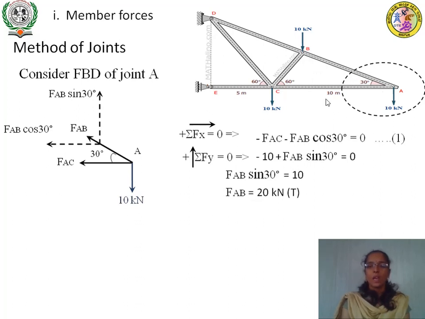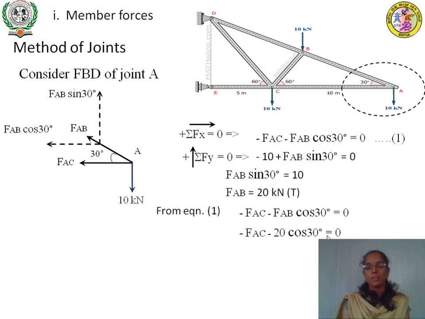So using this value of FAB, we will substitute back into equation 1. So from equation 1 we have minus FAC minus FAB cos 30, that is equal to 0. So minus FAC minus 20 cos 30 equals 0. Therefore FAC will be equal to minus 17.32 kilonewton. Okay. So after applying these forces, we have found force in member AB and AC.